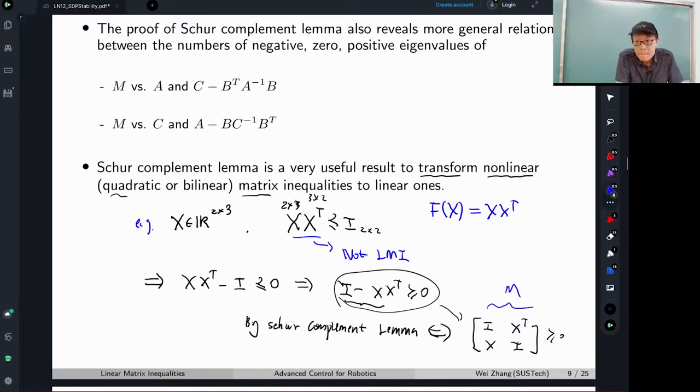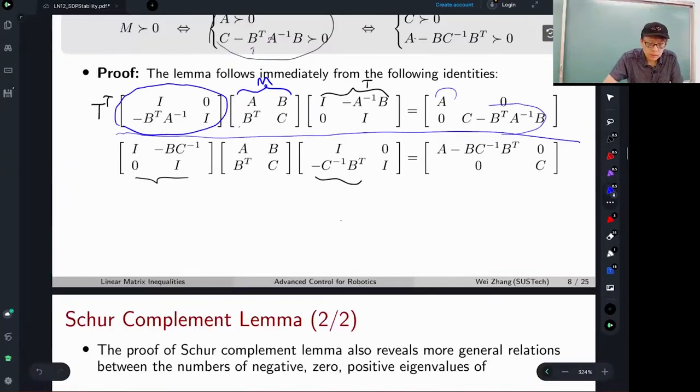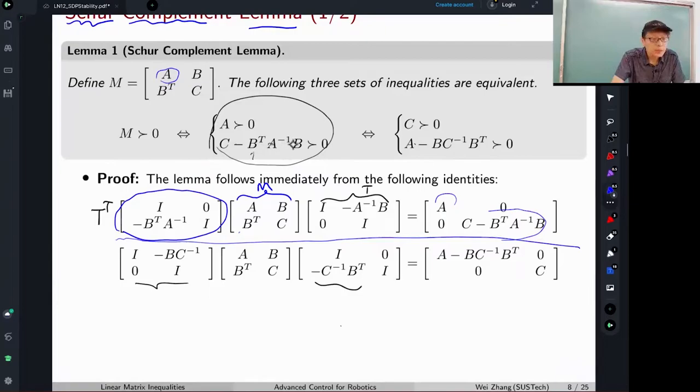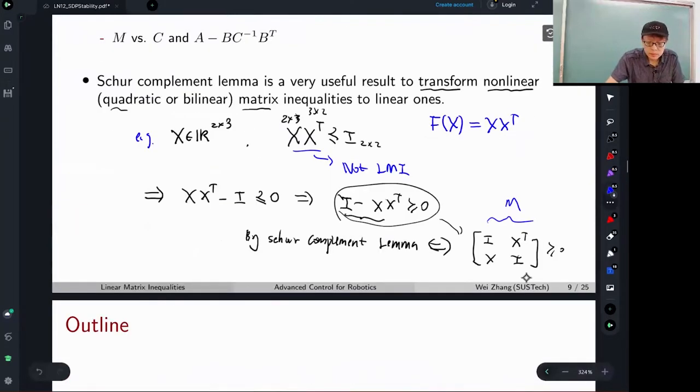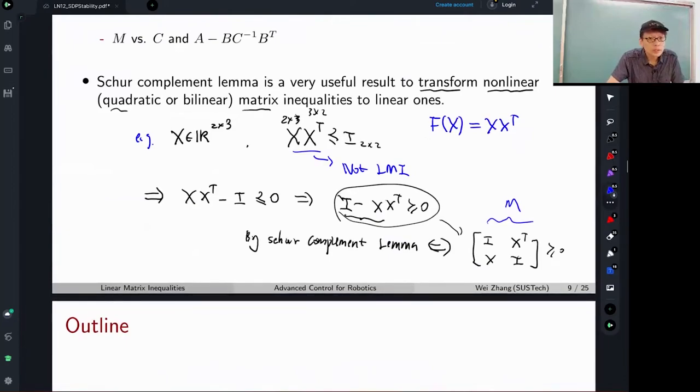Do you agree? In order for this to be positive semi-definite, I need A, which is identity, to be positive definite, and C minus B transpose A inverse B, with A being identity, so it's just this. These two are equivalent. And now this is an LMI.